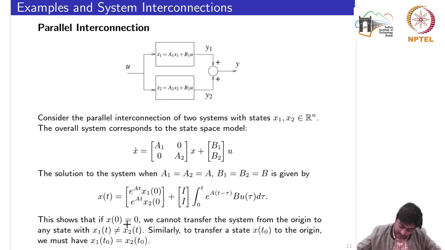So this shows that if x0 is equal to 0, we cannot transfer the system from the origin to any state with x1 not equal to x2. This is what we have also seen in the previous examples. Similarly, to transfer a state x(t0) to the origin, we must have these constraints, that both the states would either reach or the initial condition would remain the same.